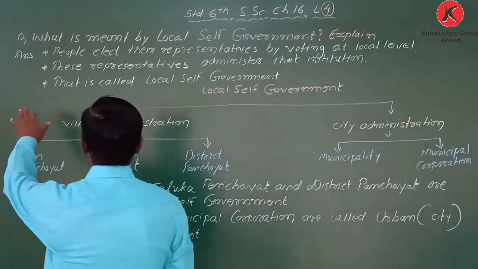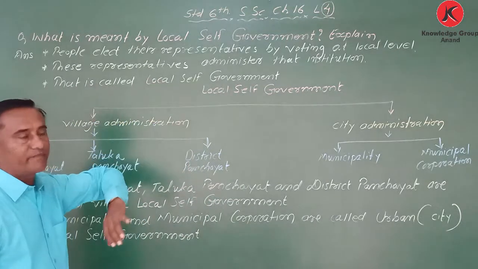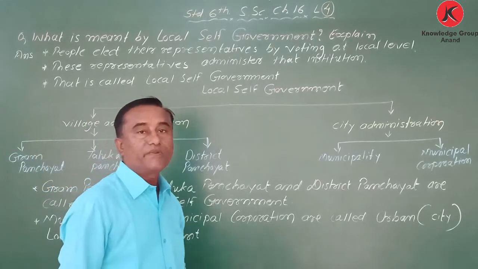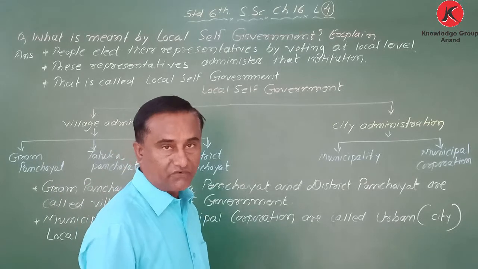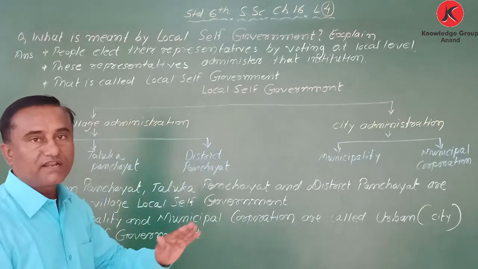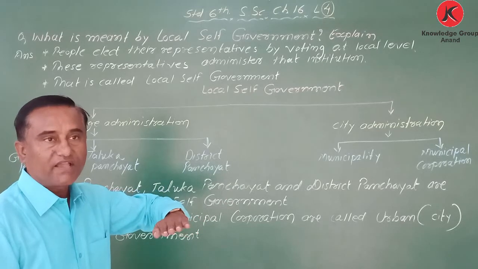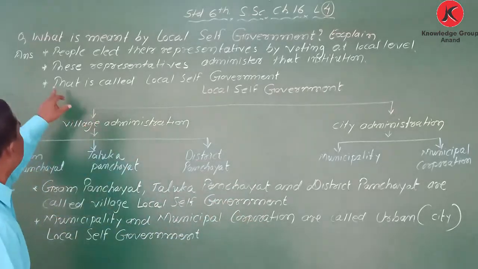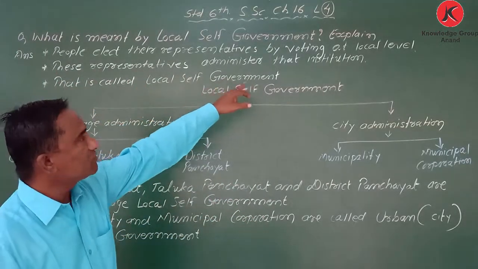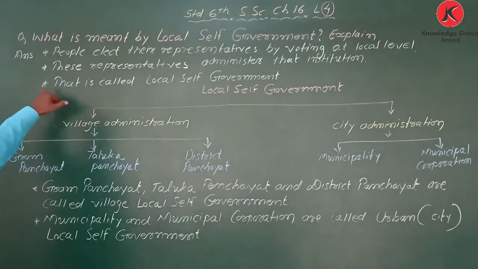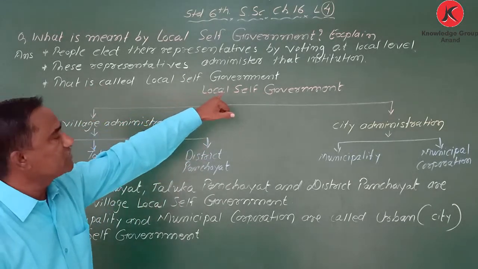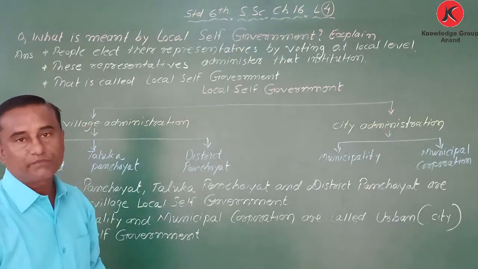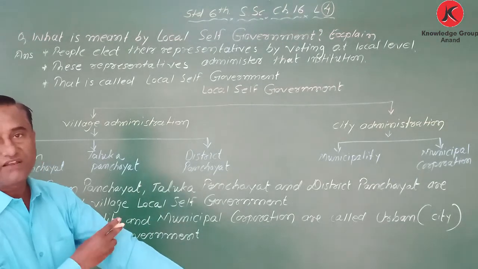And the third point, that is called local self-government. Local self-government means that through our representatives it is governed, because we vote. By voting, by electing them, they do work on behalf of us. So people elect their representatives by voting at local level. These representatives administer their institution, and that is called local self-government.